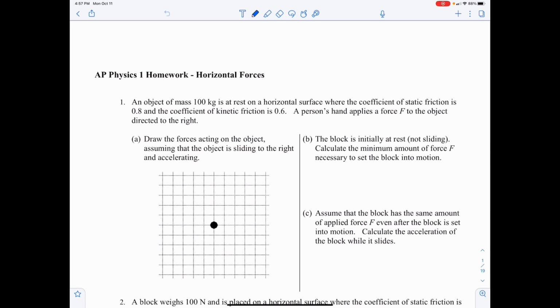Hello. In this video, we're going to take a look at the tutorial for AP Physics 1 homework dynamics. Let's start with section 1, horizontal forces.